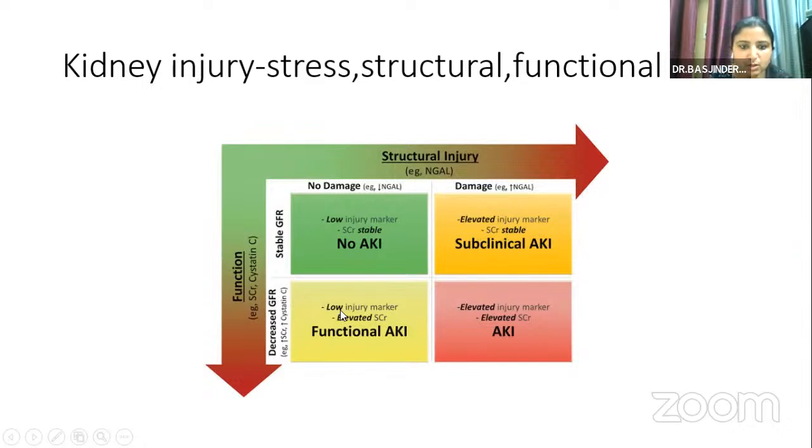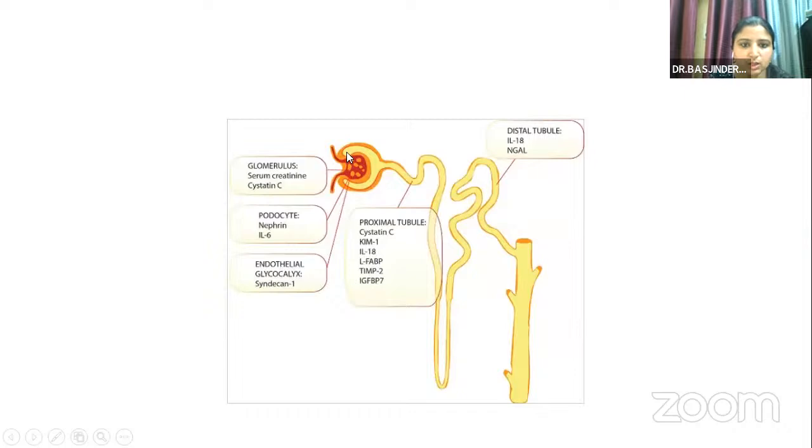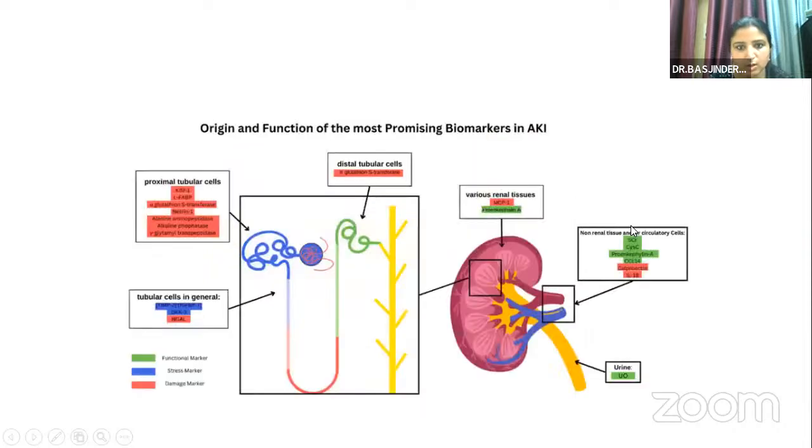Another situation is where there is no structural damage, but there is decreased GFR. The opposite will occur, and this is functional AKI. And here is the condition where your structural damage marker will be raised, and also there will be elevated serum creatinine. So this is AKI. So quickly, from the glomerulus, serum creatinine and cystatin C are released, and from podocytes, nephrin and interleukin 6. So these are the corresponding biomarkers.